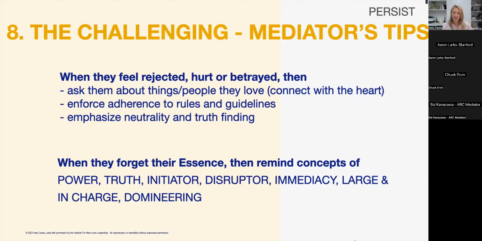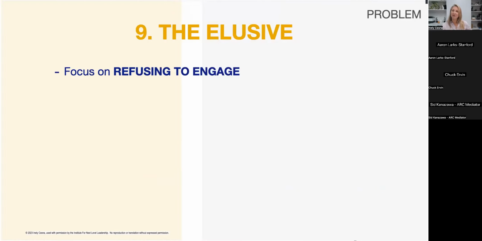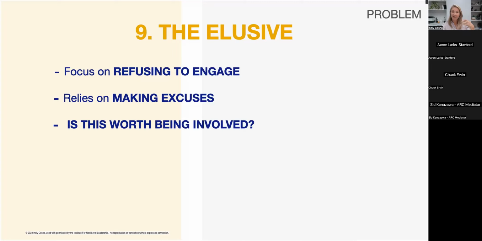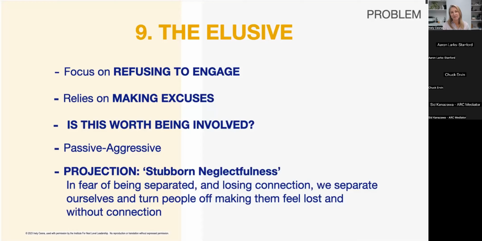And finally, the last barrier to conflict resolution is what we call the elusive. And the elusive is the one that is refusing to engage. It's almost like their body is there, we are there in our body, but the mind is someplace else, the heart is someplace else. We are in another orbit. We love to make excuses when we are playing the elusive. We are actually going like, is it worth being involved here? What am I doing here? There's this passive aggressiveness in what we do, of course, because we are suppressing so much what we really think, what we really feel, that eventually it blows out in some way, as you will see in the video coming forward. But the projection here is that of stubborn neglectfulness.